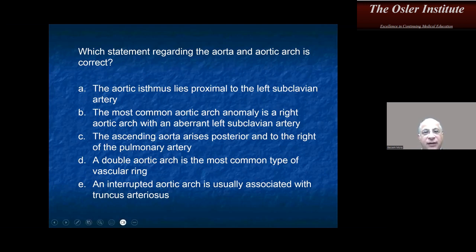All right. Which statement regarding the aorta and the aortic arch is correct? So we're talking about the aorta and the aortic arch. So the aortic isthmus lies proximal to the left subclavian artery. Let's go through them one by one. So the aortic isthmus, and I'll give you maybe 15 seconds to go through the answers, and then we'll talk about the answers, since we have a little bit more time today than often.